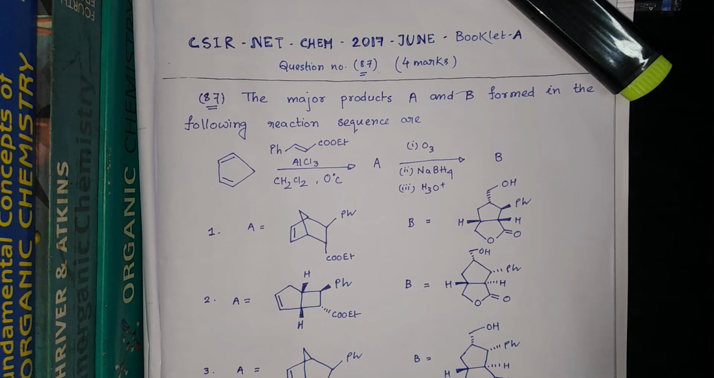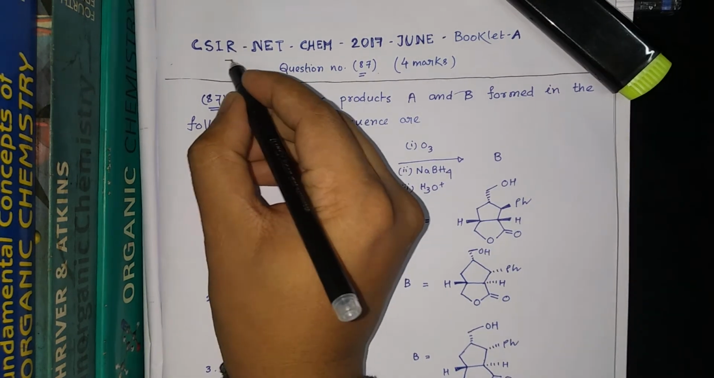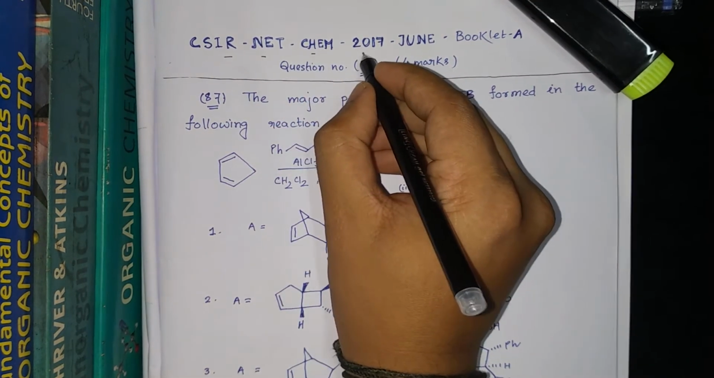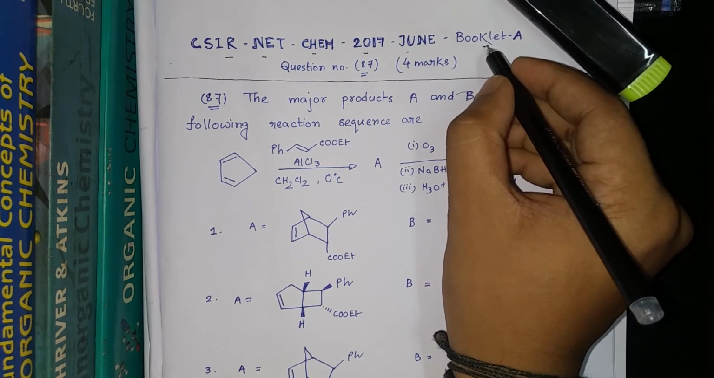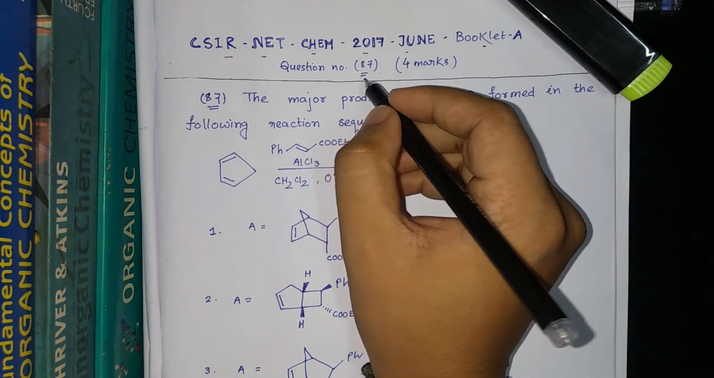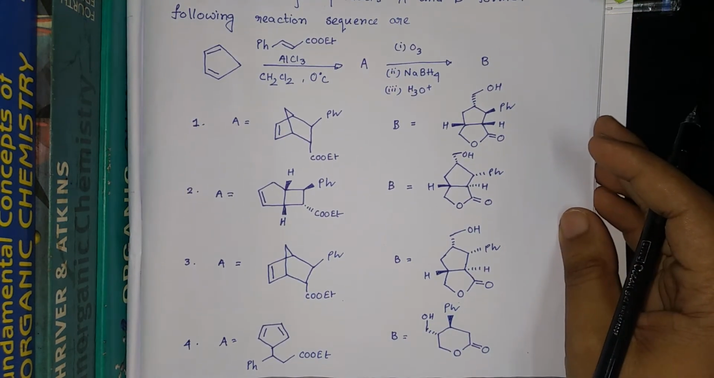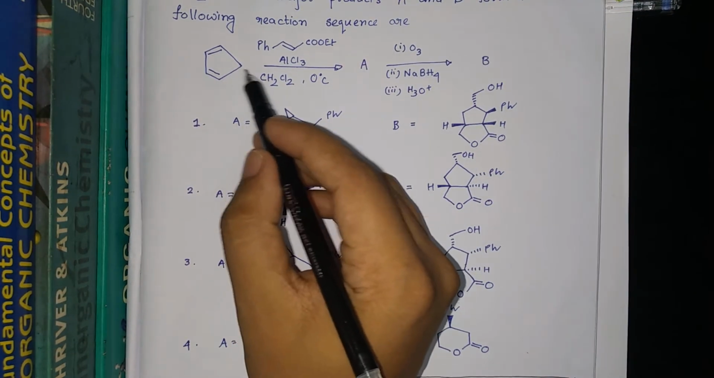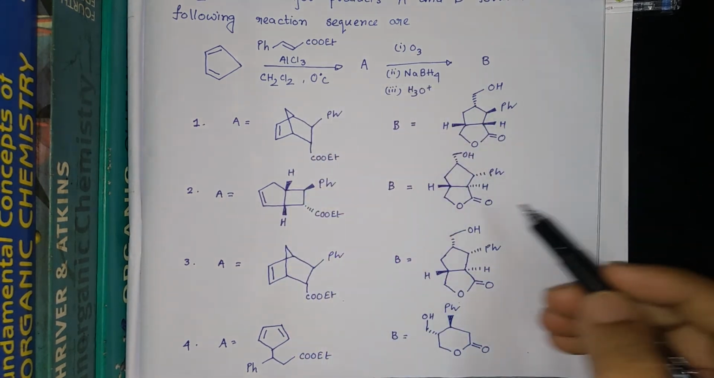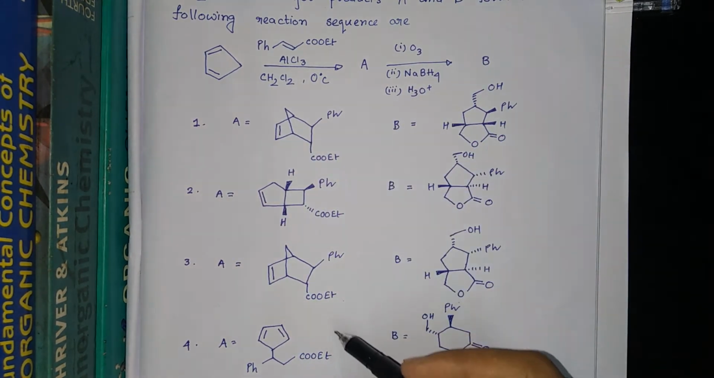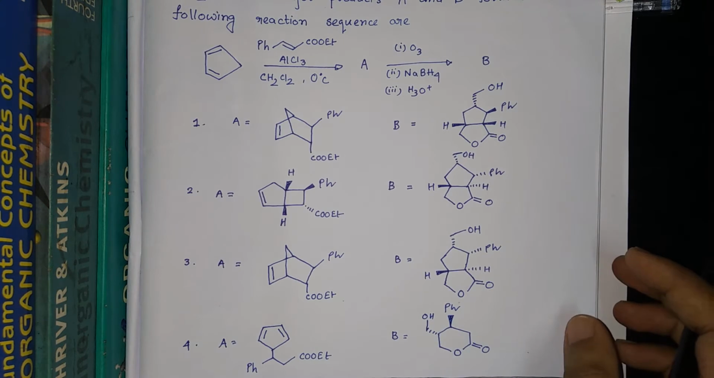Hello guys, today we will discuss the CSIR NET Chemistry 2017 June question from booklet number A, question number 87. So this is the question on your screen. Please note down the question. This is the starting material and these are the conditions given. We have to determine A and B. So which one is A and which one is B?